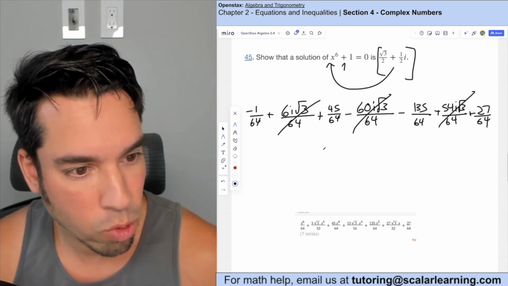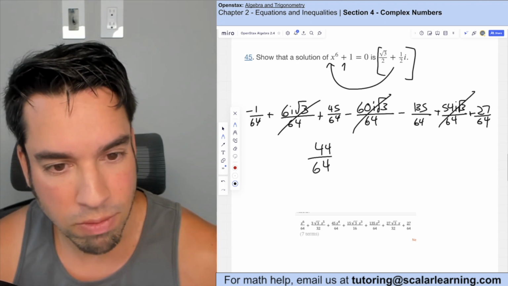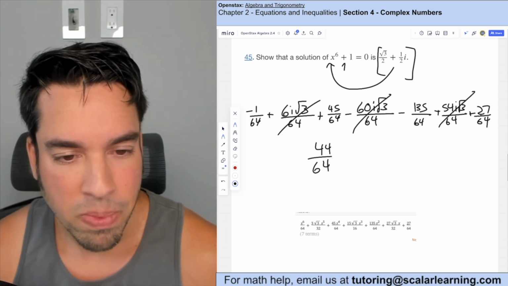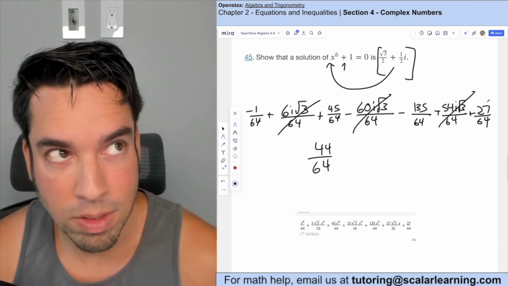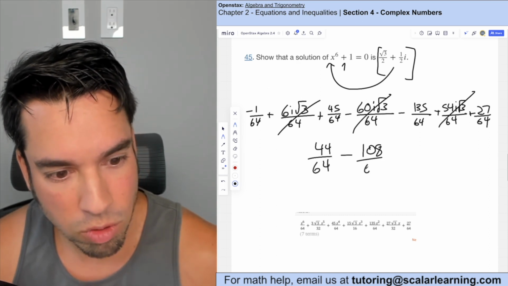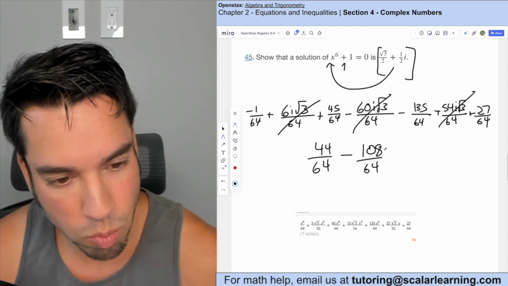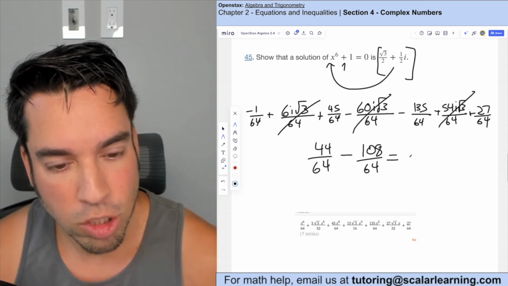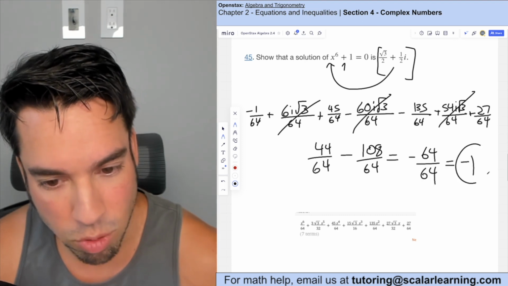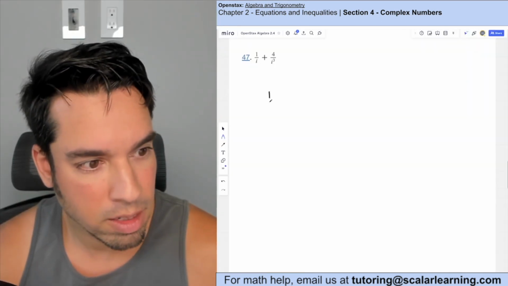So -1 plus 45 is 44 over 64. -135 plus 27 is, let's see, 135 take away 27, that's 108, so minus 108 over 64. And then -108 plus 44, taking 44 away, basically that's -64 over 64, which does equal -1, so we've proved our point. Done.